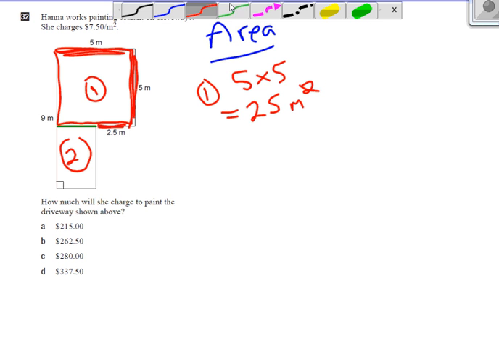So now let's look at the smaller rectangle. And again, I'm looking for dimensions. Don't have a label, don't know, don't know, don't know. Oh dear. So nothing is directly labeled, but we can use logic to figure out the dimensions.